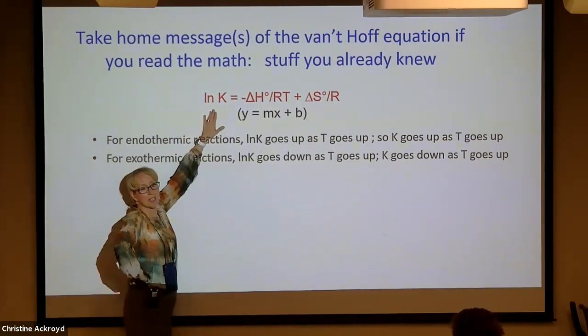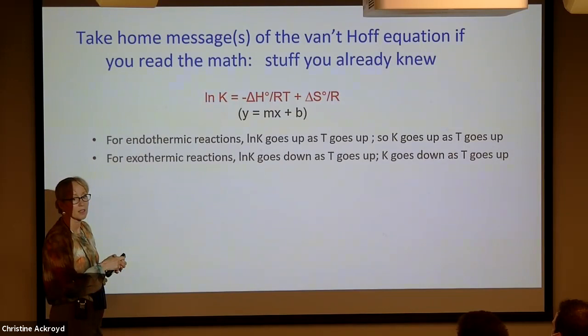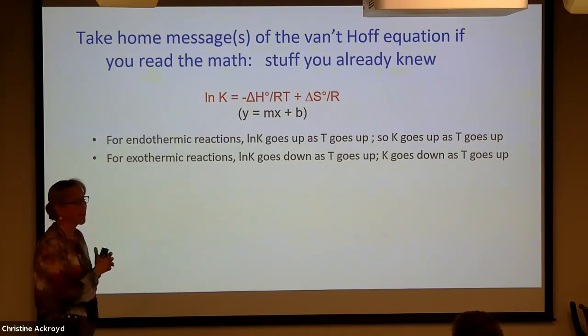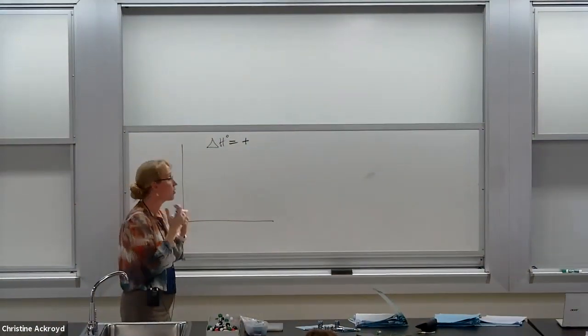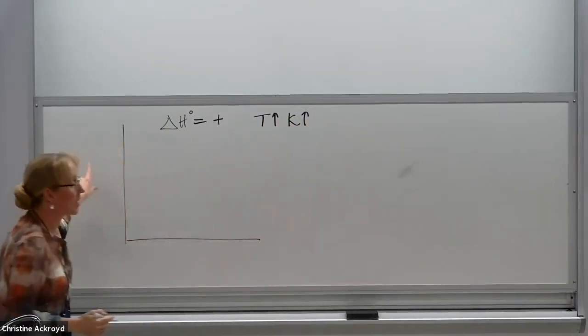It's a lot easier to read that mathematically. Okay. For an endothermic reaction, what's the sign of delta H? Positive. So as the temperature goes up, what happens to K? Is it easier if we read it on the plot? Let's draw the plot. If our delta H naught is positive, that's an endothermic reaction, right? So from Le Chatelier's principle, we should know that temperature goes up, K goes up for an endothermic reaction, right?